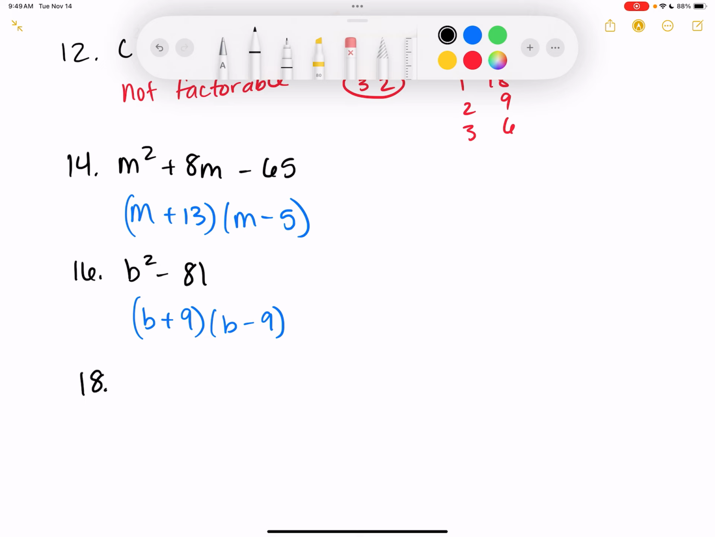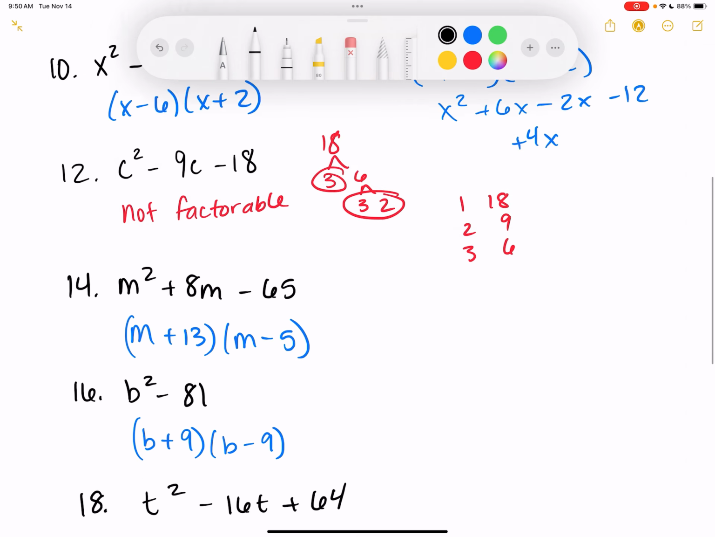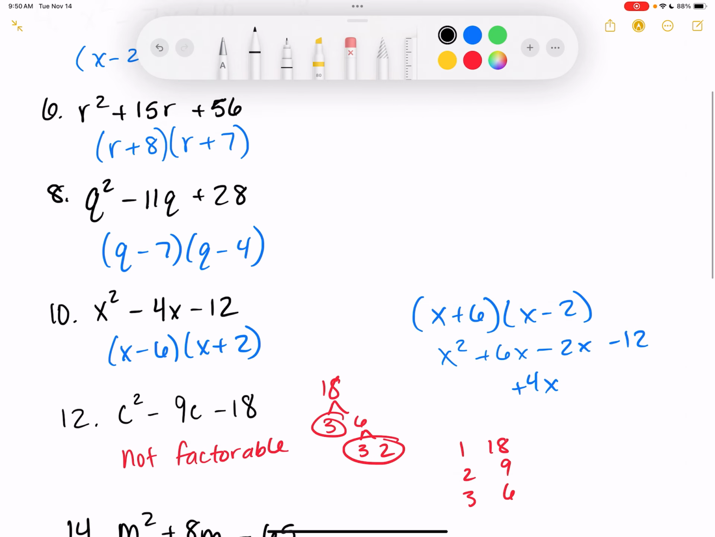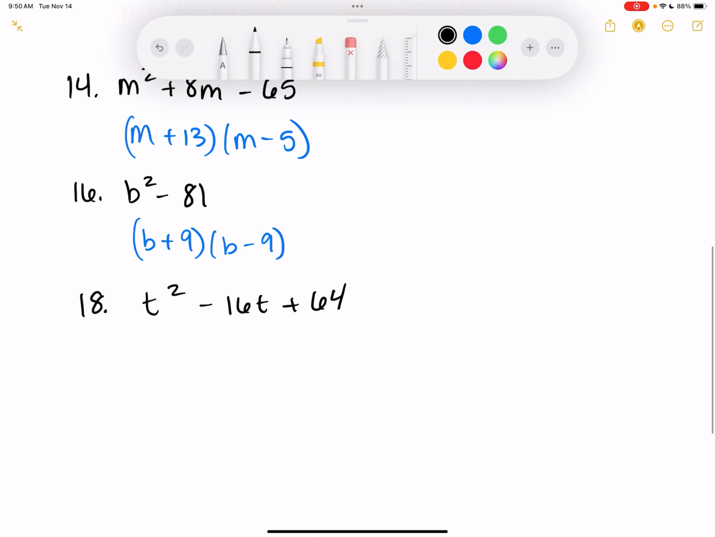All right, so that was a difference of squares. This one, 18t squared minus 16t plus 64. So this is a perfect square trinomial. There are 3 pieces. Now if you didn't recognize that it was a perfect square trinomial, you could still factor this the normal way, like we did up here. Absolutely will work. It's just going to be a factor that's repeated.